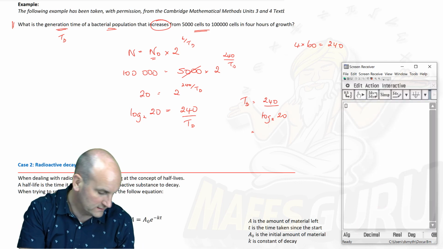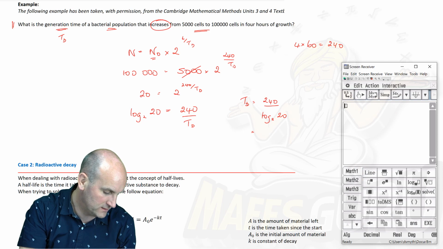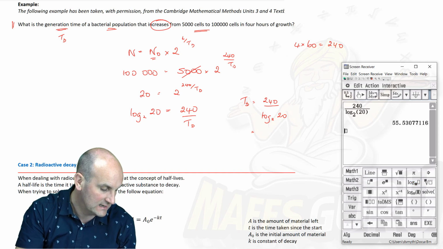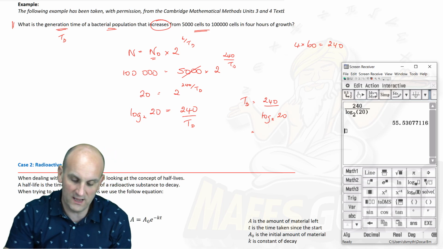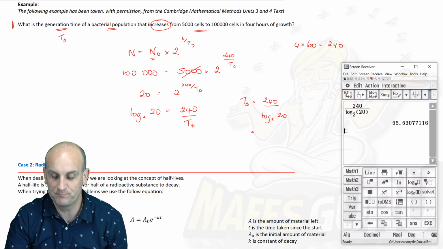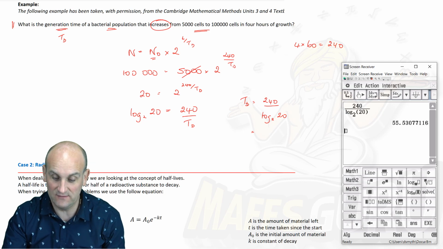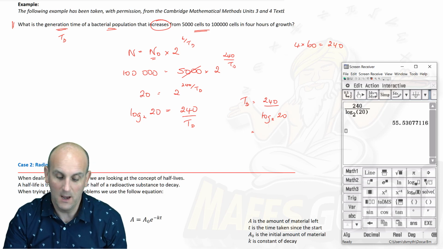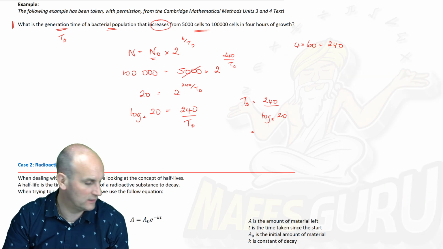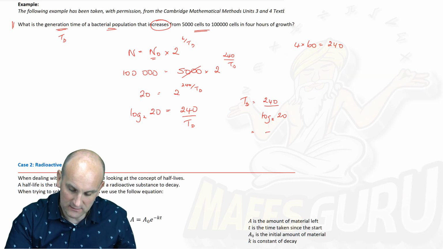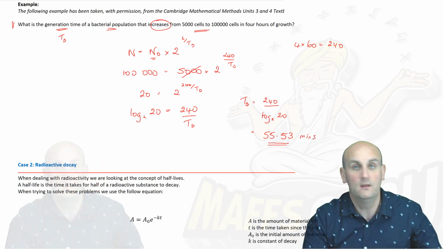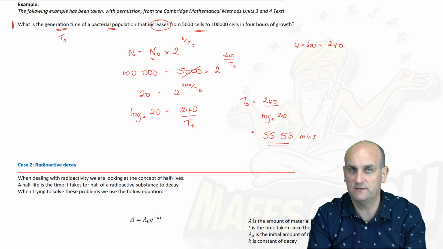And what do we want? We want a fraction of 240 divided by the log base 2, using that key there, of 20. Hit enter, and 55.53. Now they haven't given me a degree of accuracy here. So if it was an exam, I would actually leave it as 240 over log 2 of 20. But generally speaking, with maths, we do round to 2 decimal places. So let's just say that would be 55.53. And my units are in minutes. All right, so using that formula, taking the stuff out of the question, fairly trivial.